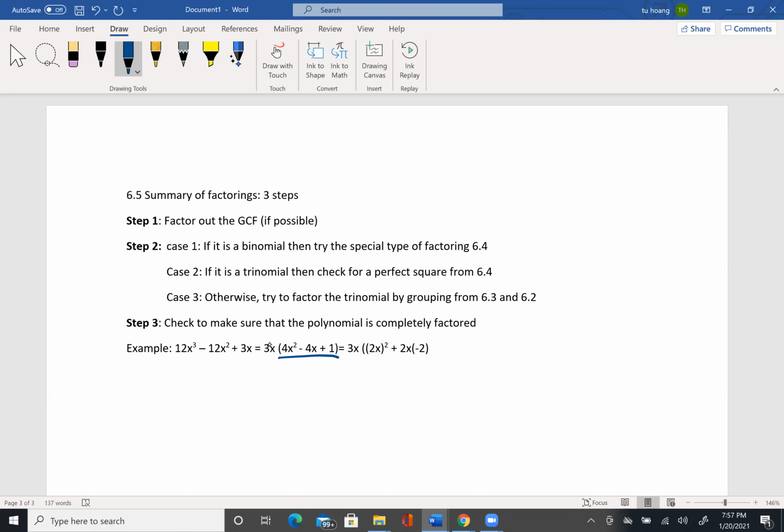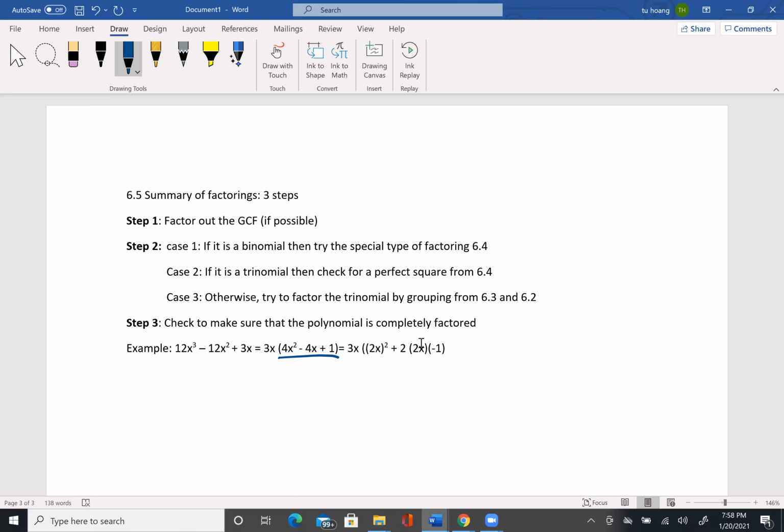Ooh, wait. 2 times. No, this one doesn't work. Let me see. Oh, okay. So it should be like this: 2, and then multiplied by the a, which is 2x, and then multiplied by b, which is negative 1.